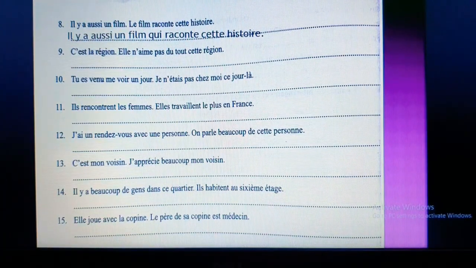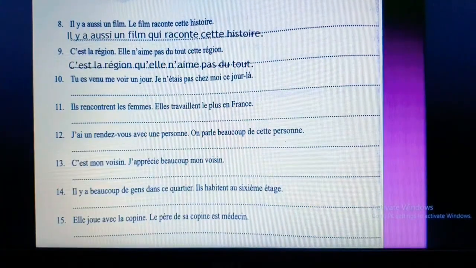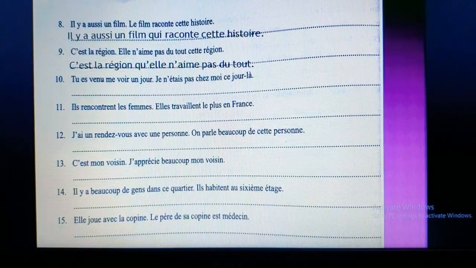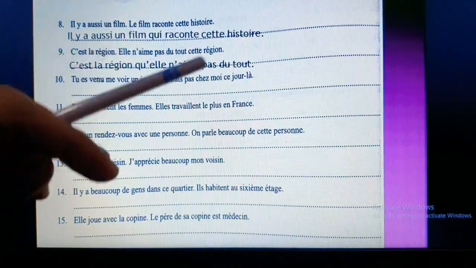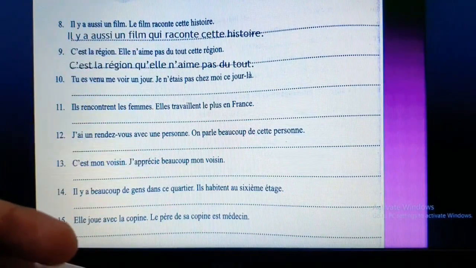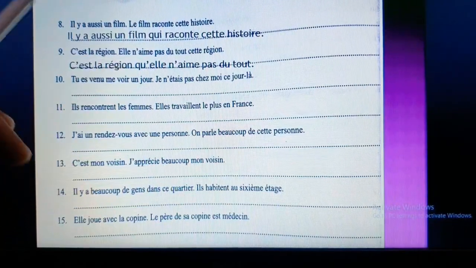Ninth one. C'est la région. Elle n'aime pas du tout cette région. So, it is that region. She doesn't like the region at all. So, region is a place. What do you think? Should be replaced by où? No, it will be replaced by que. How? Cette région que elle n'aime pas du tout. This is the region that she doesn't like at all. So, why que? Why not où? Because cette région is being used as a thing, not a place. So, liking, disliking of a thing, not a place.